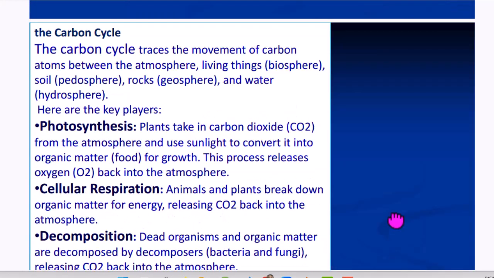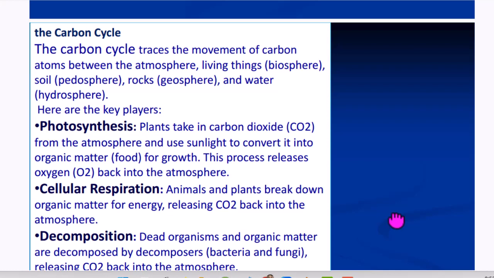The carbon cycle. The carbon cycle traces the movement of carbon atoms between the atmosphere, living things (the biosphere), soil (the pedosphere), rocks (the geosphere), and water (the hydrosphere). Here are the key processes: photosynthesis, cellular respiration, and decomposition.